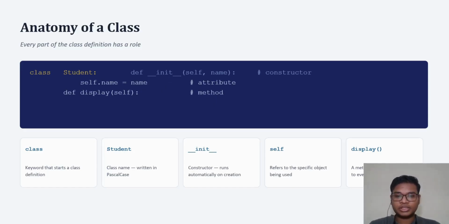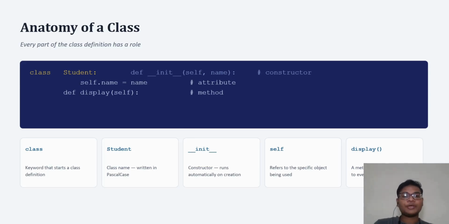After that, how does it run? This is the constructor that runs automatically on creation, okay. After that, we have self. Self refers to the specific object being used. And the main thing about display is that it is the method. Okay, that's the data, and display is the method. The method is behavior available to every object.